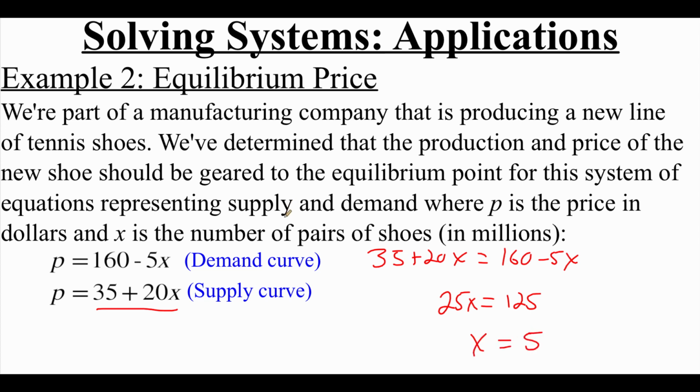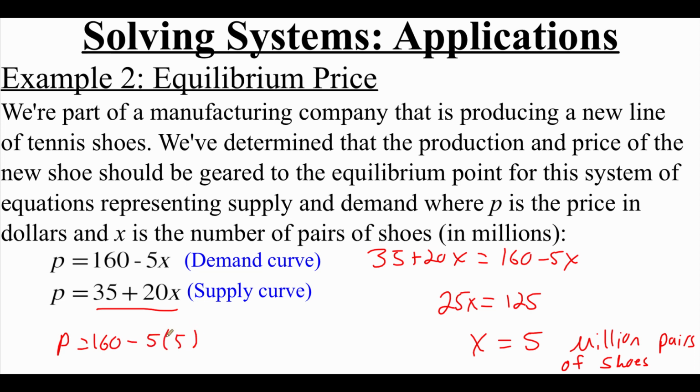Now remember, x represents the number of pairs of shoes. So x being 5 means that we should produce 5 million pairs of shoes. But we also want to figure out our price. So we need to take that x value and plug it back into one of our equations. And it doesn't matter which one we choose, so I'm just going to do the top one. So we've got p equals 160 minus 5 times 5.